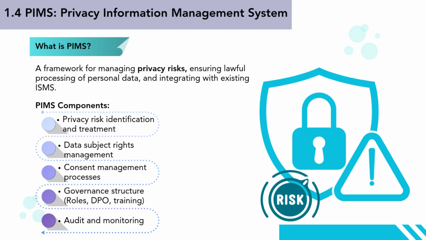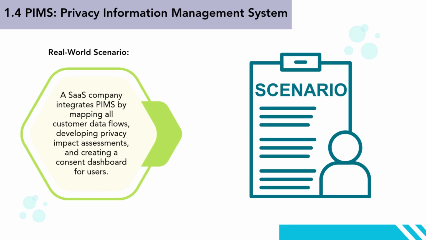The visual elements shield, lock, and warning triangle emphasize PIMS's risk-based approach to privacy protection, helping organizations move from reactive compliance to proactive privacy management while building customer trust. Privacy information management systems help organizations systematically handle personal data while ensuring compliance and building user trust.